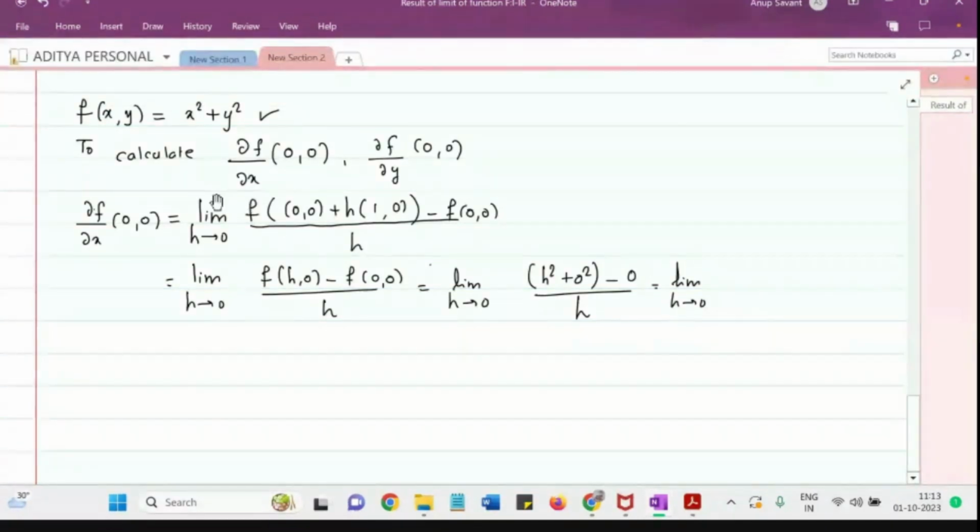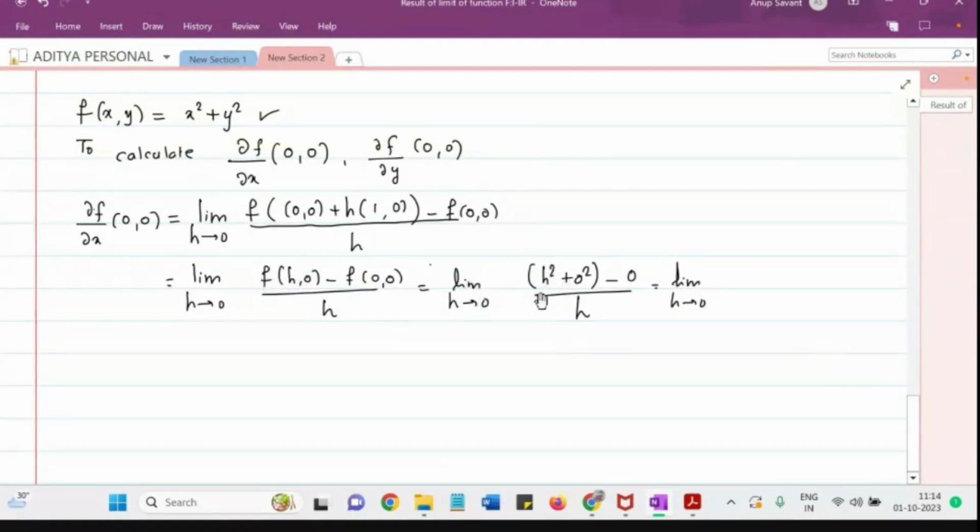So I was discussing the example of how to calculate the partial derivative at a point by using the definition of a partial derivative. I have a function f of x comma y, a function in two variables, defined by x square plus y square. I'm talking about the derivative of the function f with respect to x at 0, 0. By definition, it will be f of (0, 0) plus h times (1, 0), because this is a vector in the direction of x, minus f of 0, 0. This simply turns out to be f of h, 0 minus f of 0, 0 divided by h. Substitute h, 0 in the function.